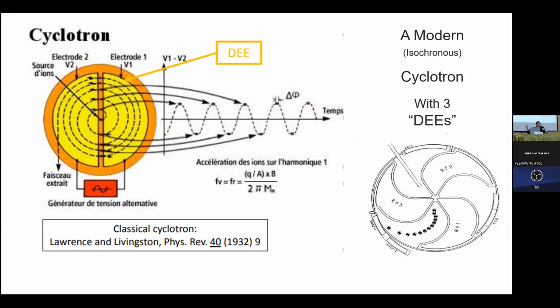On the right is a modern one. Here there's the 3D view, so you can see it has RF 1, 2, and 3. That's now the RF cavity. And the Ds don't actually look like Ds. They have a very interesting shape, and mainly that's because now we're dealing with relativistic particles, so it's not as simple as before.